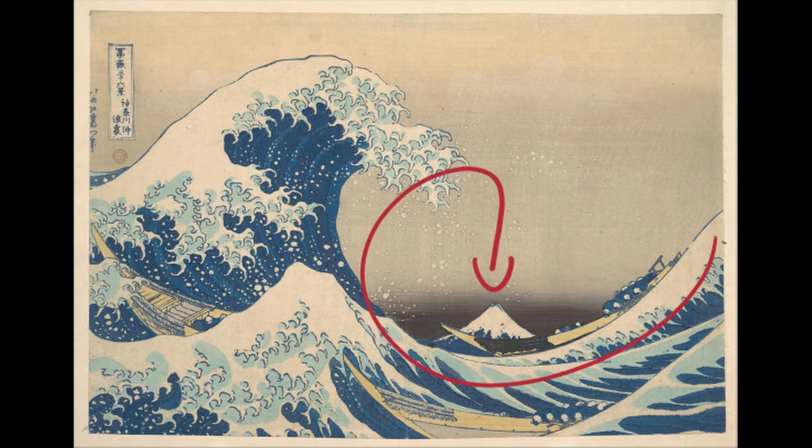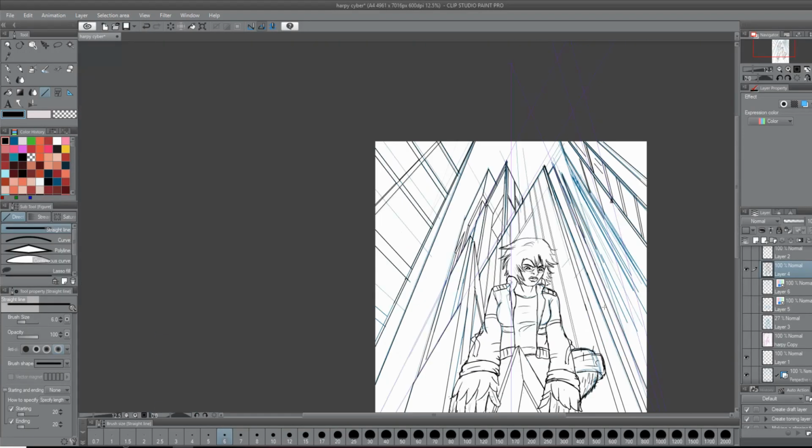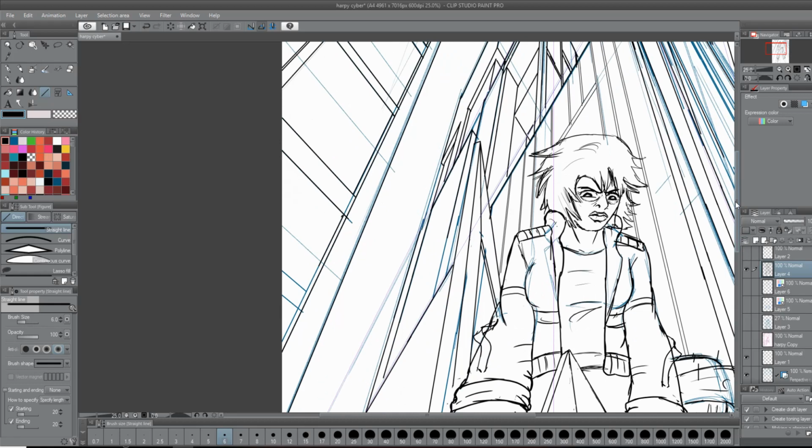The focal point of the picture, as intended, is Mount Fuji. It's part of a series of prints depicting Mount Fuji. But that's not what we see. It's an interesting little tidbit. So, the focal point of this piece is the harpy.